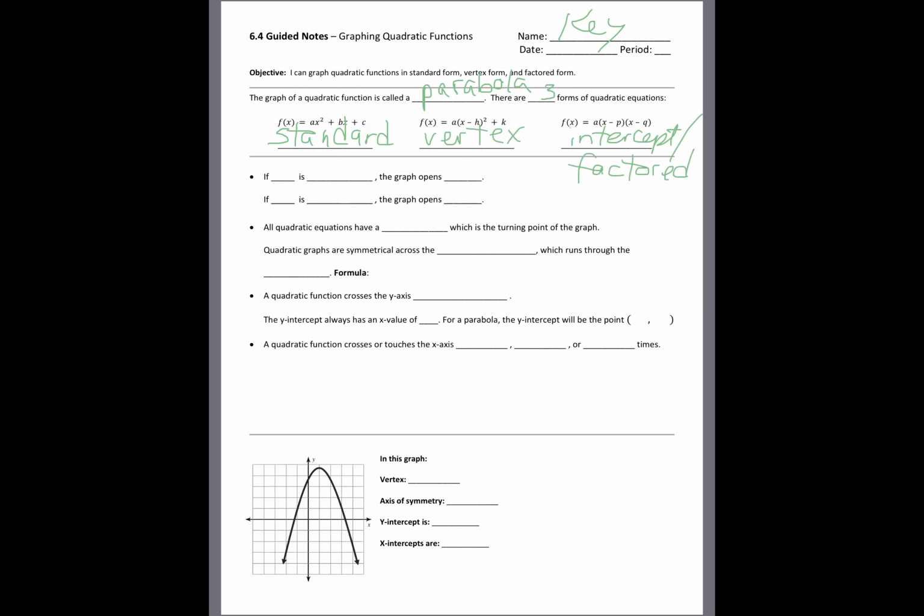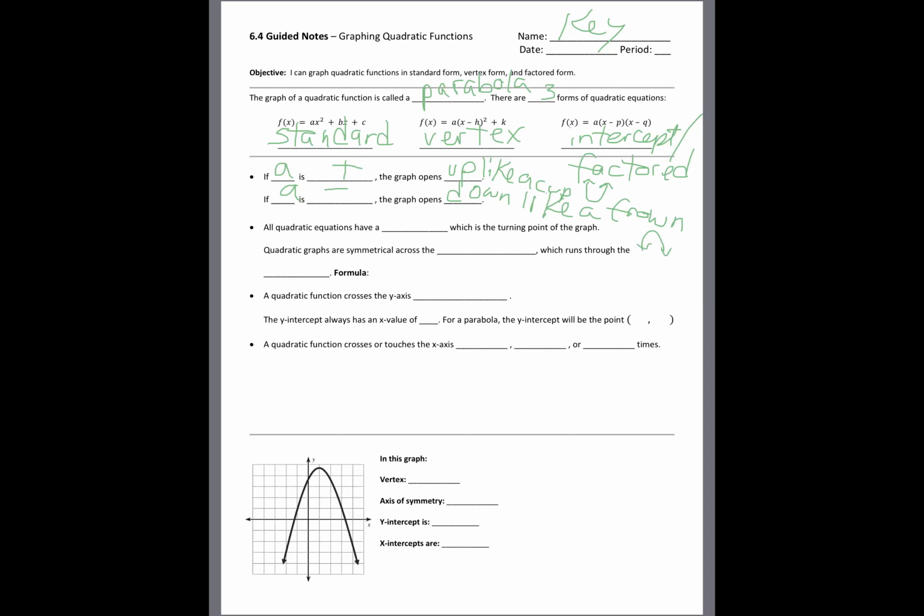Okay, so we usually start off with standard form. You guys probably remember a lot of this. If a is positive, the graph opens up like a cup. So your parabola will look like that. If a is negative, the graph opens down like a frown. Wah, wah.